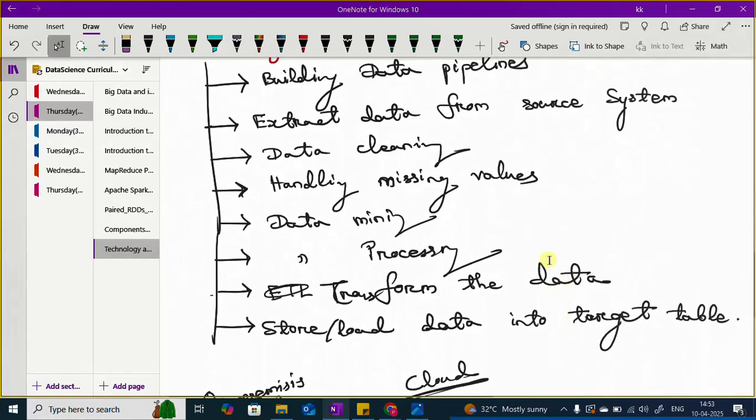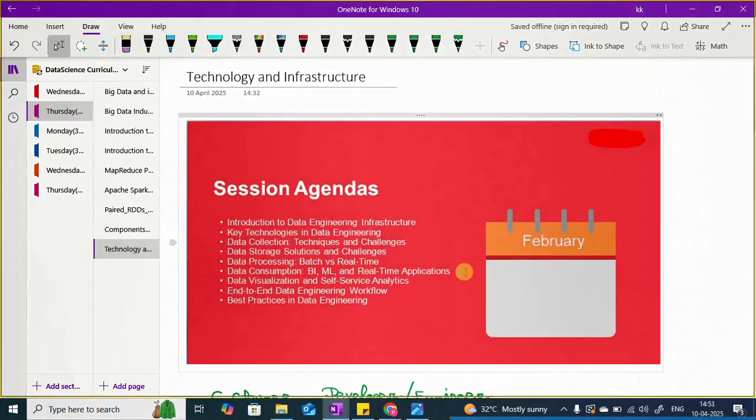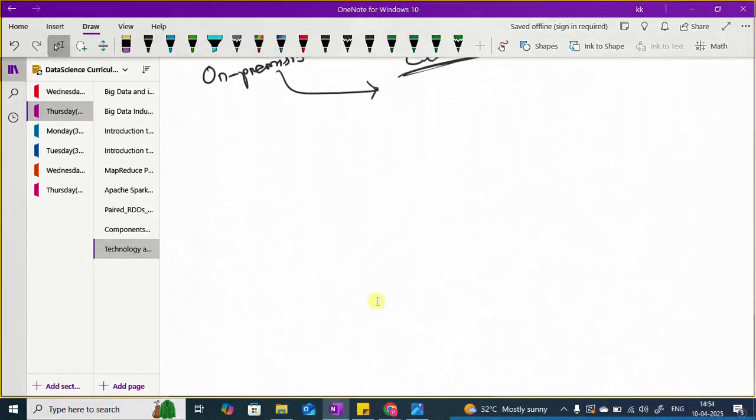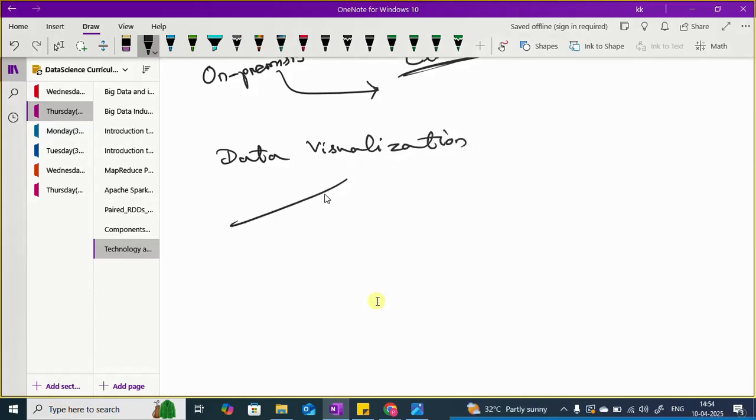Now, I think you are feeling very comfortable to get into all these subtopics one by one. We'll see what data collection is, data storage, processing, data consumption, data visualization, and all this. As part of data visualization also, we are using different tools. It may be either Tableau or Power BI.